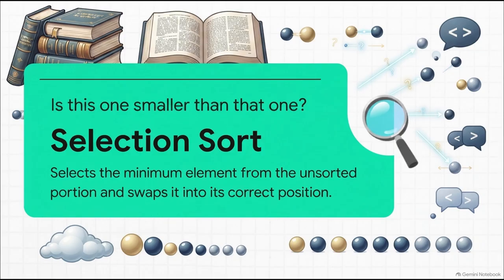Let's unpack that jargon. Comparison-based really just means the computer is looking at two items and asking one extremely simple question. Hey, is this one smaller than that one? That's it. The entire goal here is to build a sorted array, a neat, organized line of data by carefully selecting the correct smallest element at each and every step along the way.